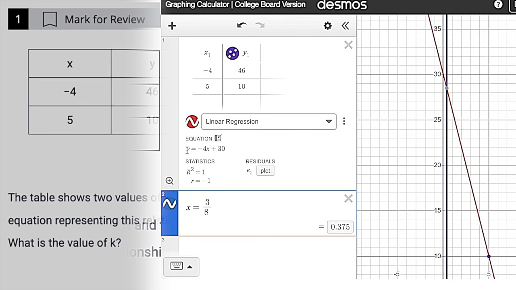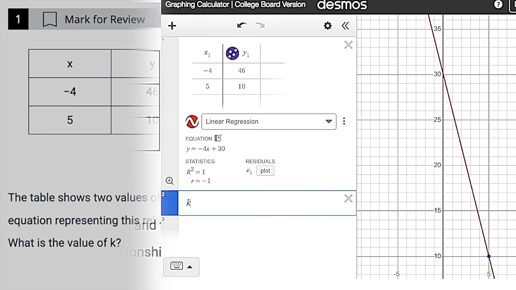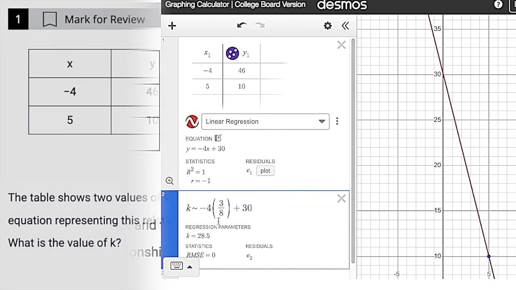You could also throw this equation into the line and actually just fill in the blanks. So if we were to do that, we would have k, which was y, squiggly, you're going to learn about this in just a second, negative 4 instead of x, we're going to have what they gave us, which was 3 over 8, plus 30. And it's going to give us 28.5 just right here.